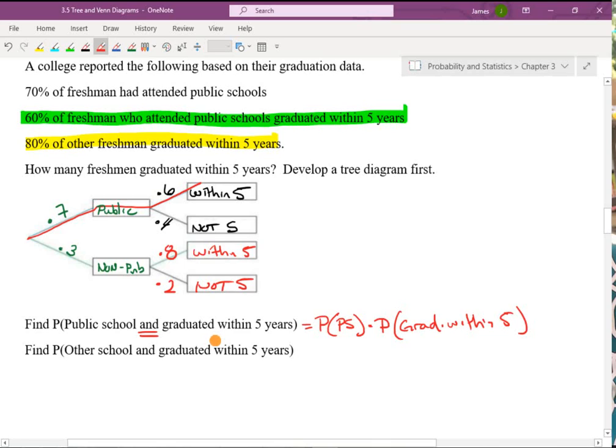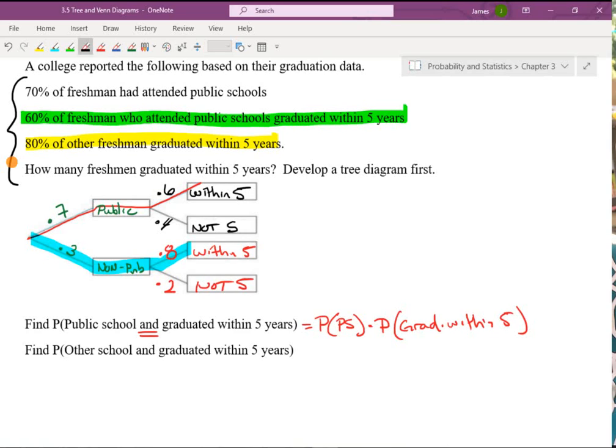Does that make sense to everybody? Other school and graduated within 5 years. Other would be 0.3, and then we go that 0.8 route. So 0.3 times 0.8 is 0.24, a 24% chance. Do you see how that works? We could do these problems like we did last week, just using the formulas. But if you can set it up in a tree diagram, it may be easier to see the flow of what probabilities you're going to tie together.